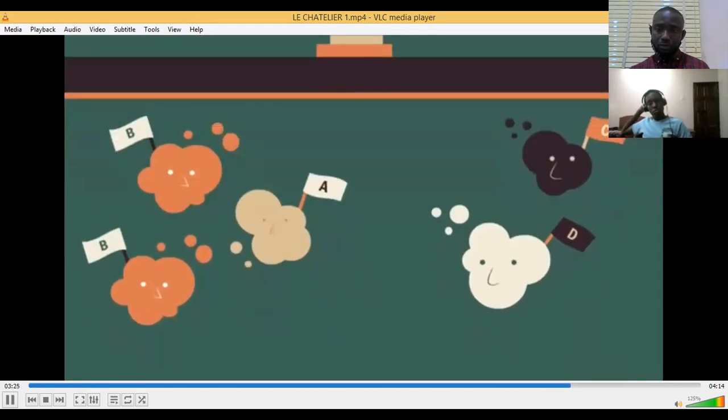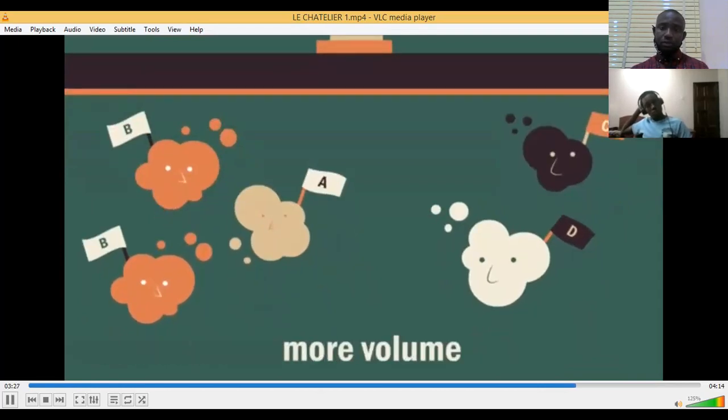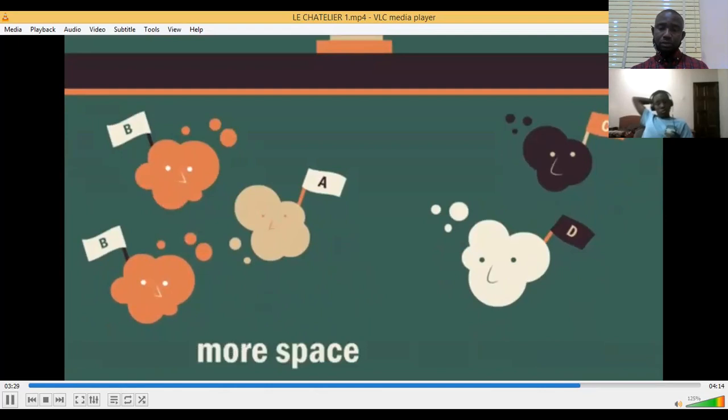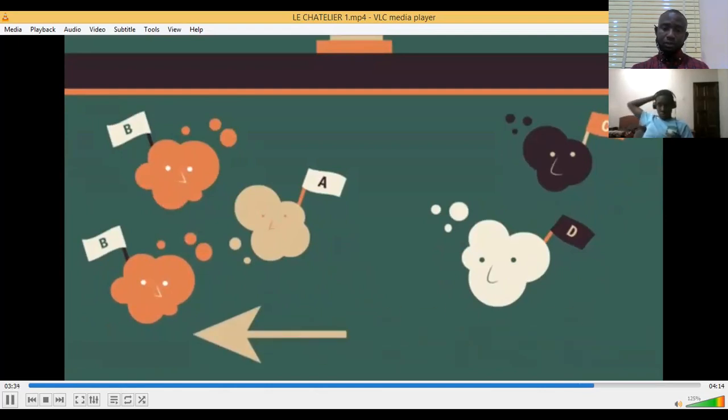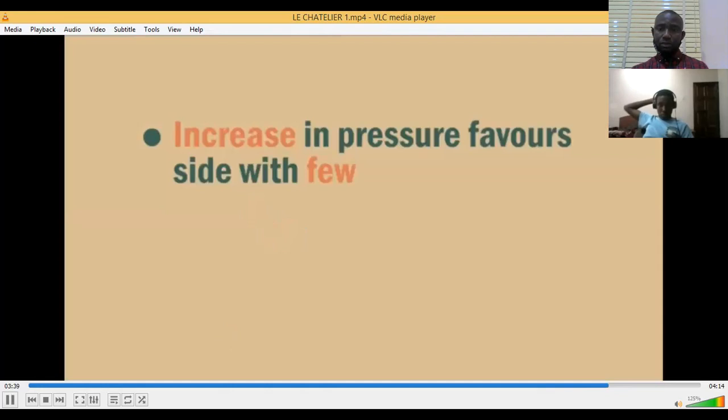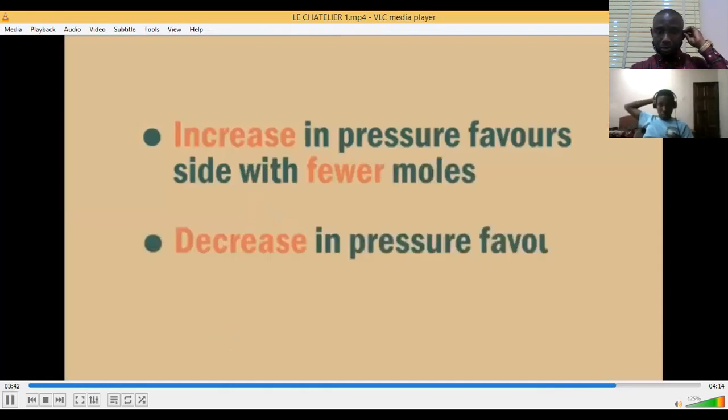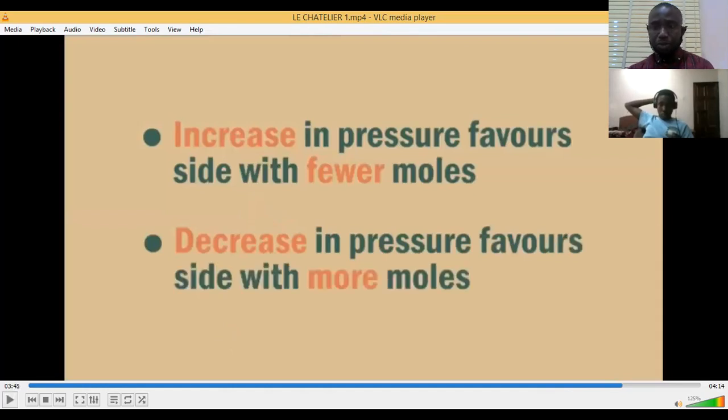A decrease in pressure means that there is an increase in volume, so there is more space. Equilibrium shifts to the side with more moles. So in our example, equilibrium shifts to the left. So an increase in pressure favors the side with fewer moles, and a decrease in pressure favors the side with more moles. Please write that down.